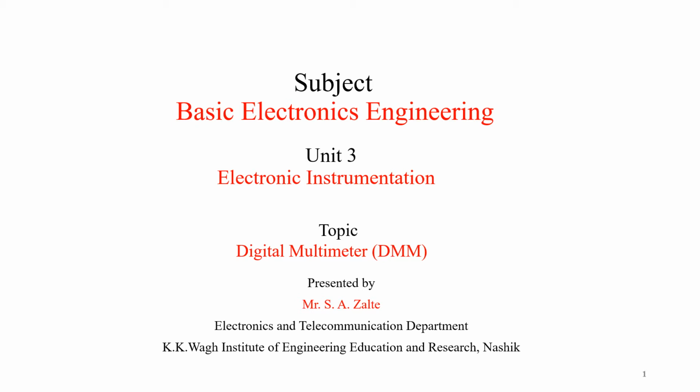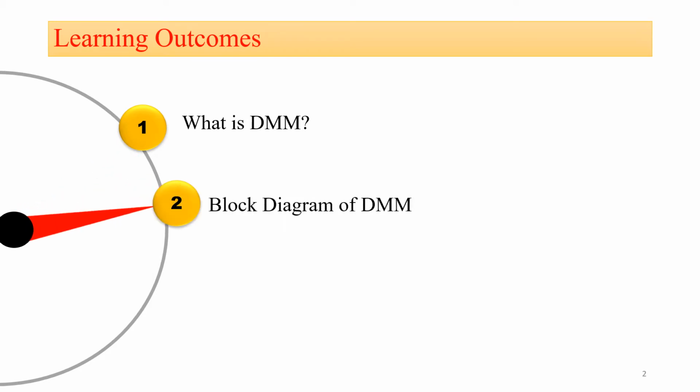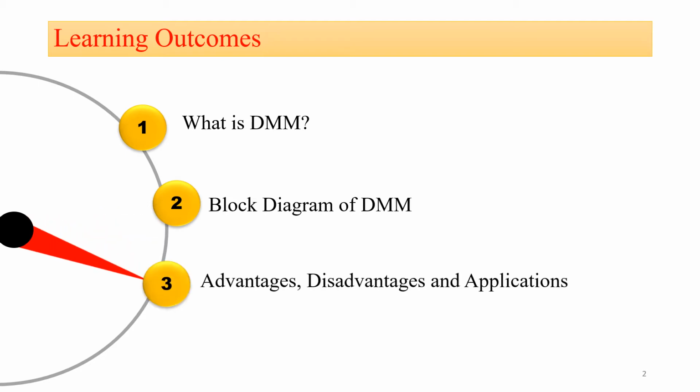In this lecture we will cover the first electronic instrument, that is digital multimeter. Now the learning outcomes. After studying digital multimeter, students will be able to understand first what is digital multimeter. Second, the block diagram of digital multimeter, means detailed block diagram explanation. And third, the different advantages, disadvantages, and the applications of digital multimeter.